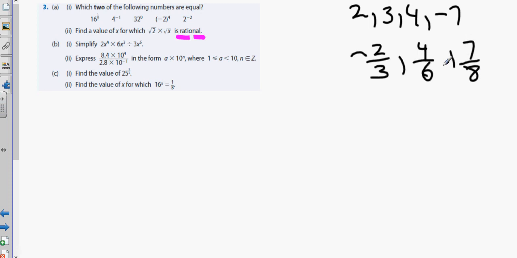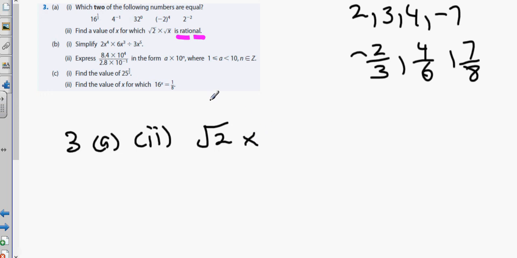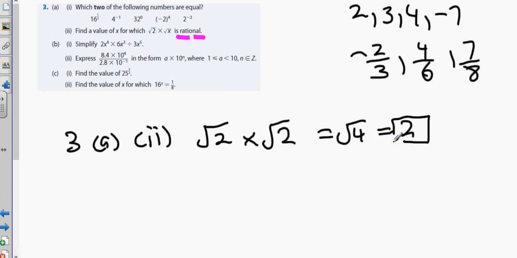It has to be able to be expressed as a fraction. Now the problem with 3a part 2 is that square roots are always irrational. So whatever number I multiply this by has to stop it from being a surd. I could put in the answer root 2. Root 2 multiplied by root 2 is root 4, and root 4 equals 2. The number 2 is rational, okay? So this is a good answer.